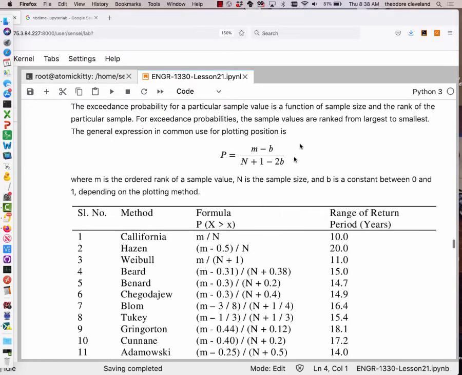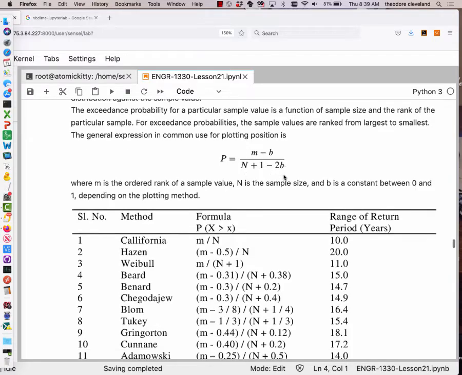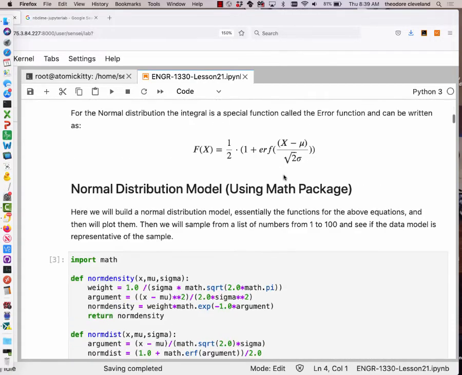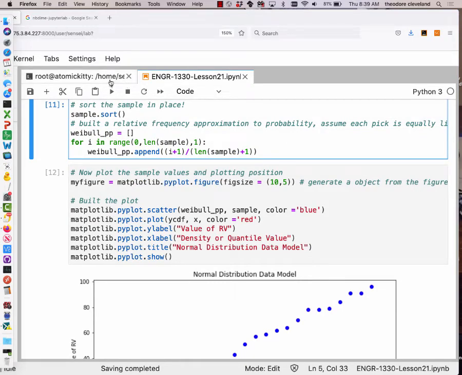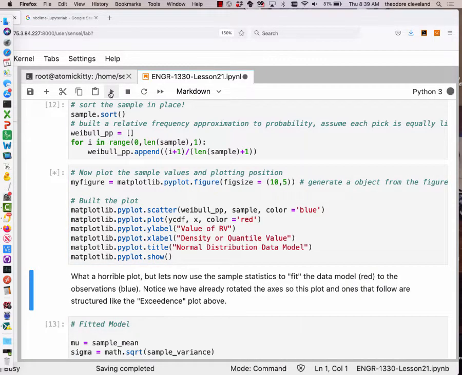And they all tend to have this structure where the empirical exceedance probability, capital P, is equal to rank minus some constant b, divided by how many things you sampled plus 1 minus twice the constant b. So that's a plotting position formula. And we'll see its purpose in a second. Let me get back to wherever I was. I think I was right there. There was a reason I highlighted that. Okay, so we've now generated the plotting position formula, and let's plot what we have.